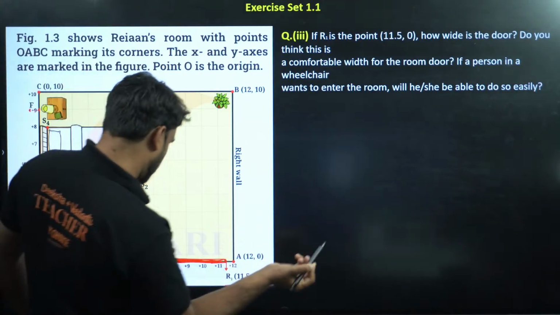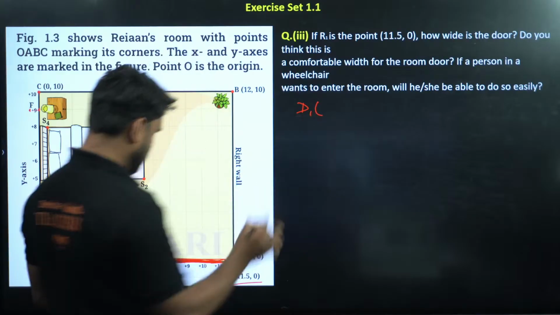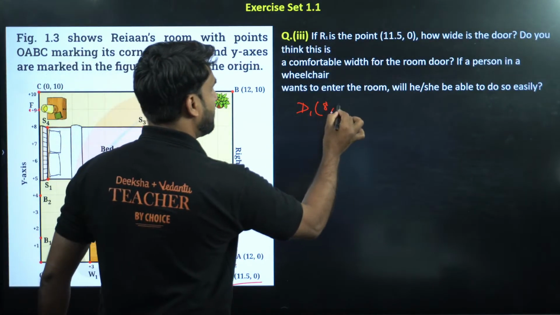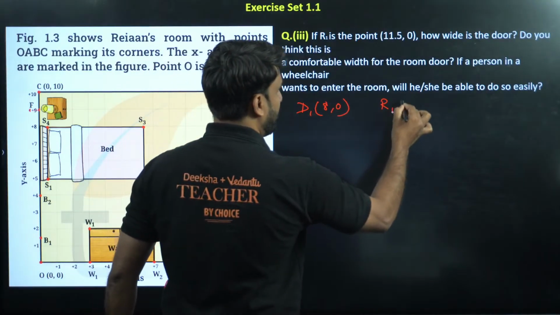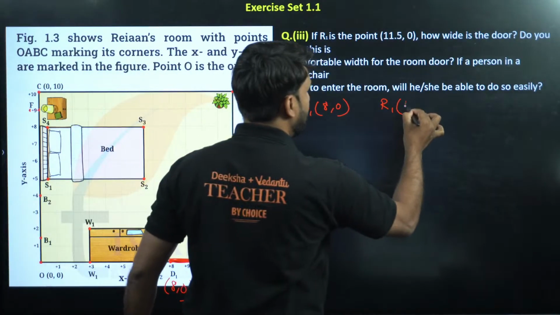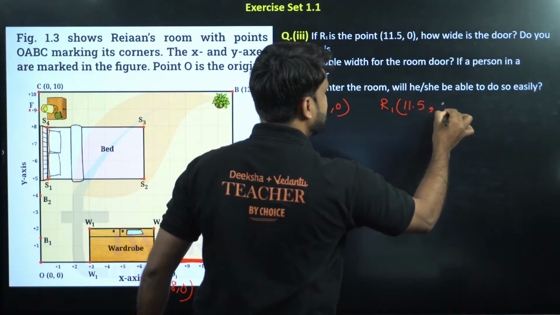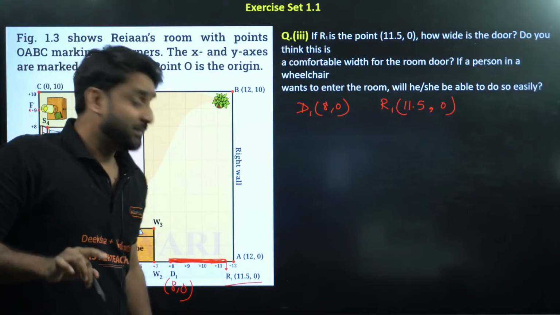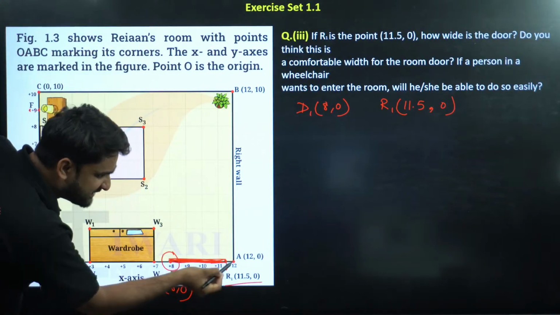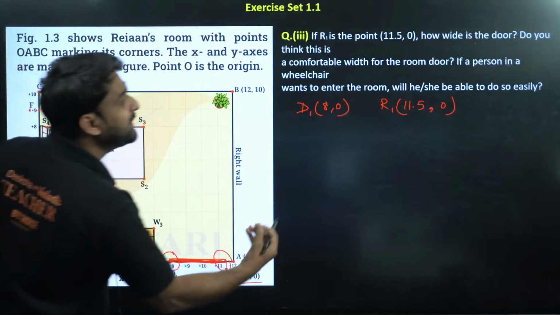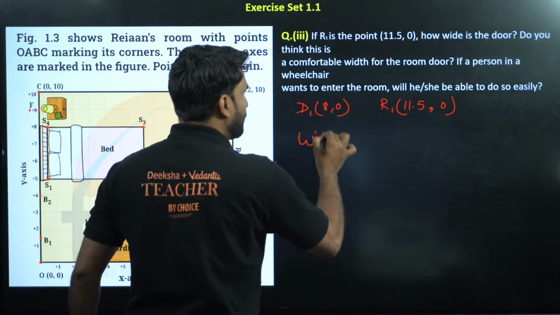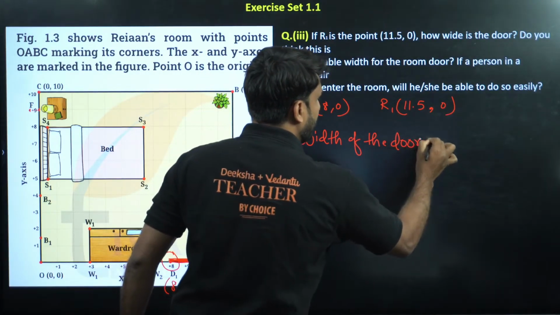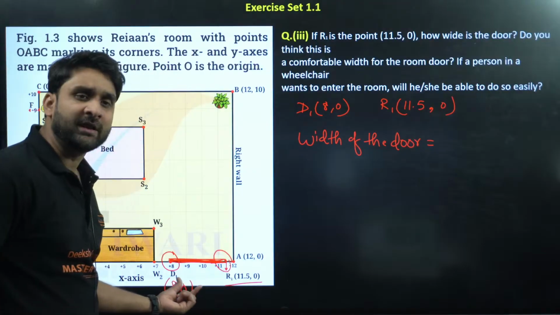So what are the coordinates of the door? D1 is basically 8, 0, x coordinate 8, y coordinate 0. And the other end of the door has coordinate 11.5, 0. Now if I ask you, what is the width of the door? This is the first end, and this is the second end of the door. So what will be the width? The width of the door will be the difference between the x coordinates.